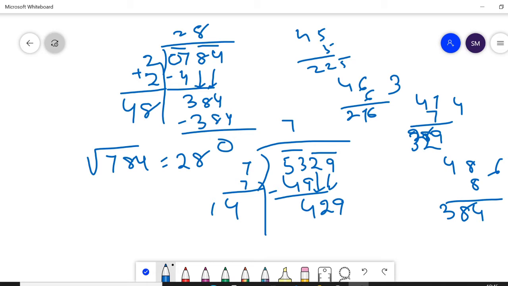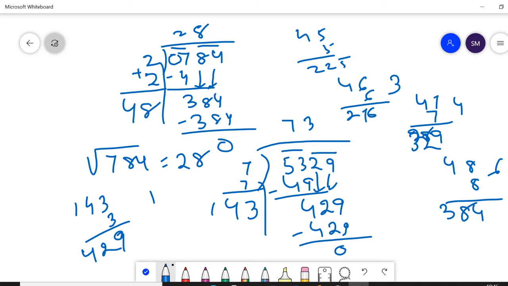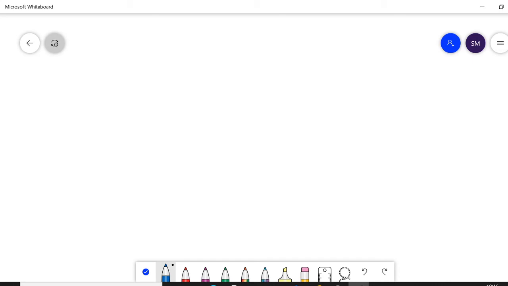142 times 2 is 284. Choose more. 143 times 3: 3 threes are 9, 4 threes are 12, so 429. Then we get remainder 0. What is the square root of 5329? The square root of 5329 is 73.